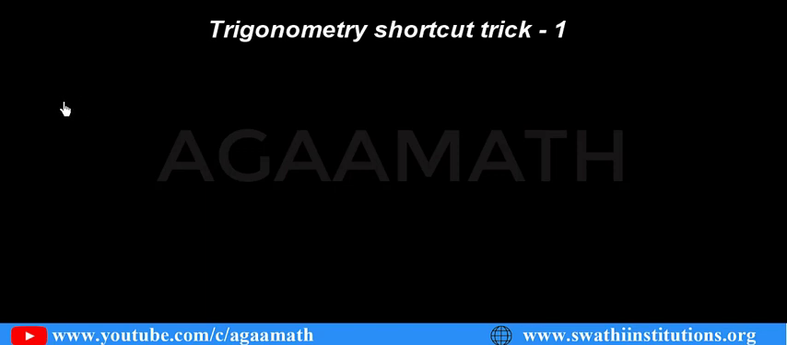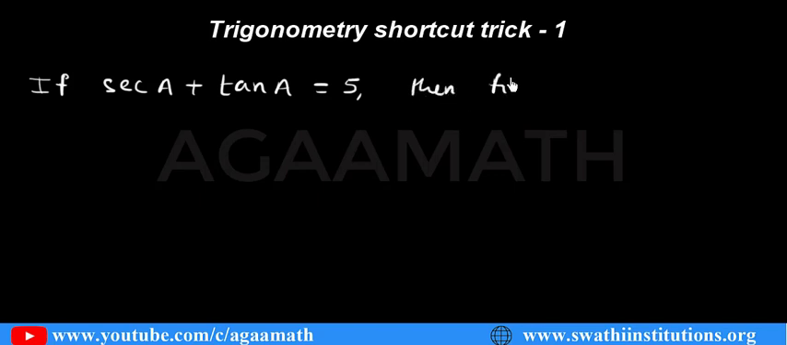Here, if the question is: if secant A plus tan A equals 5, then find cosecant A plus sin A. Cosecant A plus sin A.